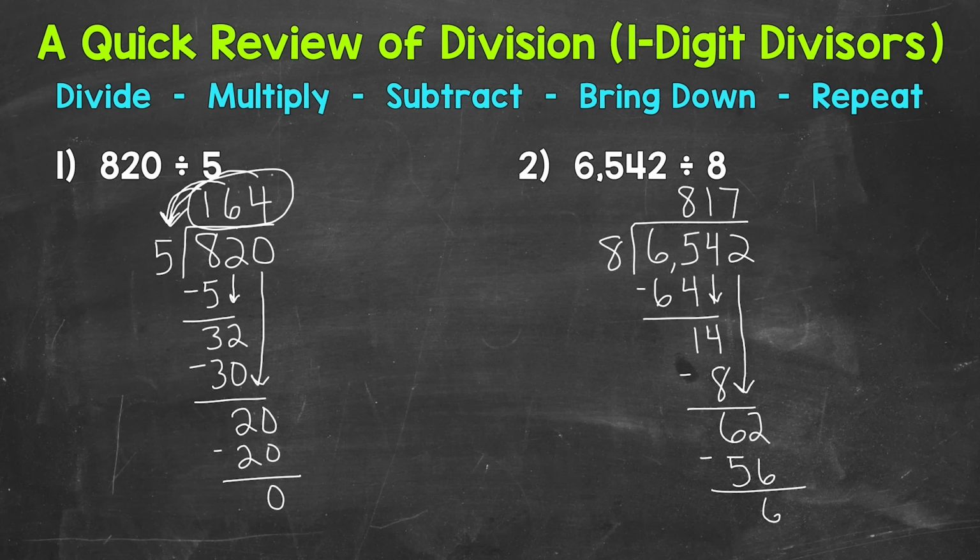Subtract, we get 6. Now we went all the way over to the ones place, so we do not have any more digits to bring down. We are done. This one did not work out perfectly like number 1. We have a remainder, something left over. So that 6 is our remainder. The final answer, 817, remainder 6. So that's how we divide by a 1-digit divisor. Let's move on to dividing by 2-digit divisors.